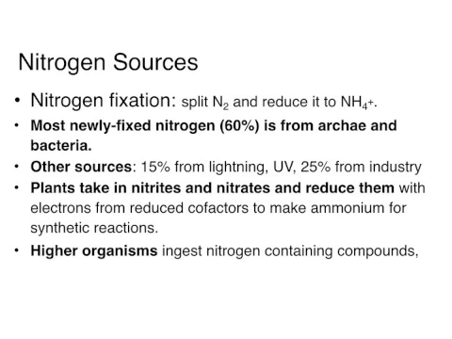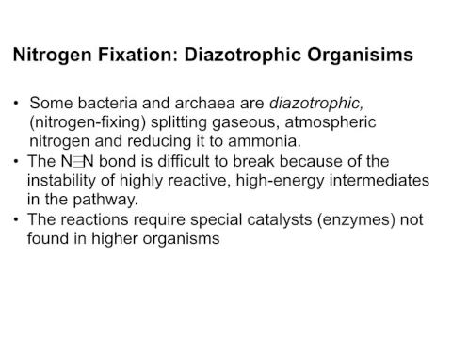Now, plants take in nitrates and nitrites, and they reduce them with electrons from reduced cofactors to make ammonium for synthetic reactions. Animals like us ingest nitrogen-containing compounds and get our nitrogen supply that way. Nitrogen fixation occurs in diazotrophic organisms like some bacteria and archaea. The term diazotrophic means nitrogen fixing. These organisms can split and reduce atmospheric nitrogen, reducing it to ammonia.